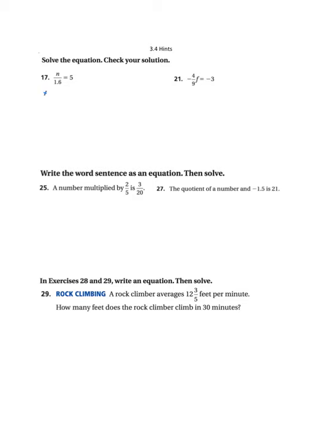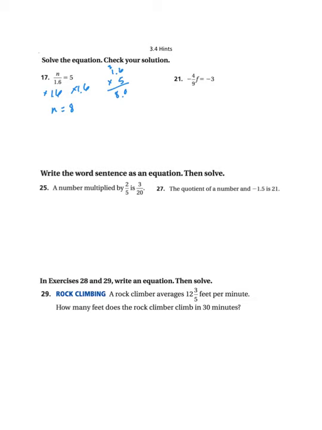On this equation, I'm going to multiply by 1.6 on both sides of the equation. That gives me n on the left, and then on the right, I need to do 1.6 times 5, which is 30, and then I do my 5, carry the 3. So I have 8.0, so n equals 8.